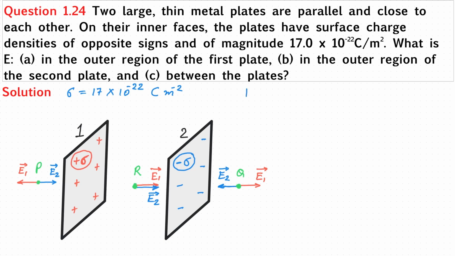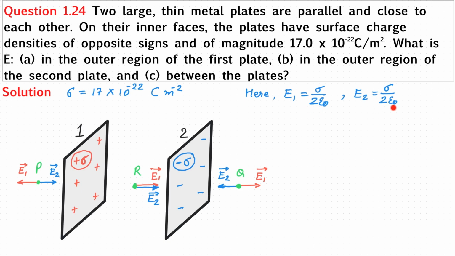Here, the electric field due to the first plate, that is E1, will be sigma upon 2 epsilon 0, as well as the electric field due to the second plate will be sigma upon 2 epsilon 0. We know for any infinite plane sheet having surface charge density equal to sigma, the electric field is sigma upon 2 epsilon 0, and obviously it is not depending on the distance.